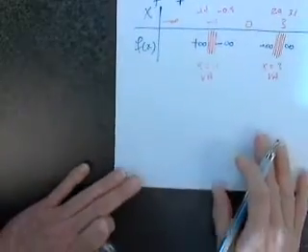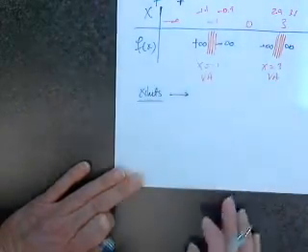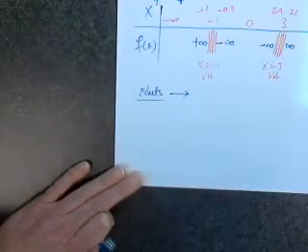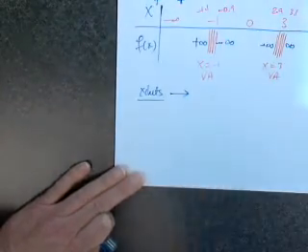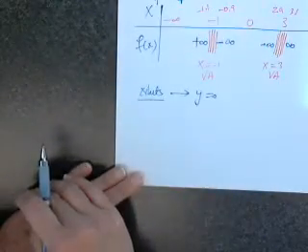Now I would like to determine the x-intercepts. How do I determine the x-intercepts for any function, including this one? Very good. I said y equal to 0. When is a fraction 0?